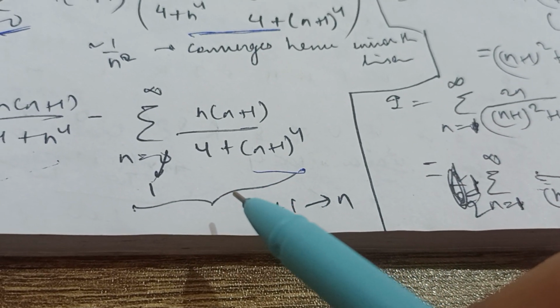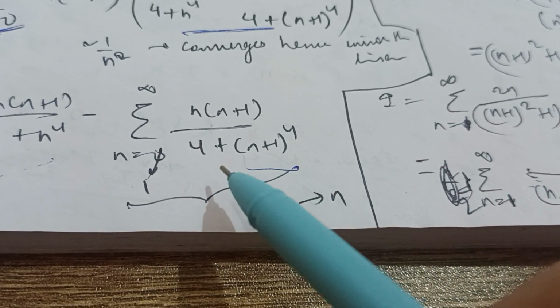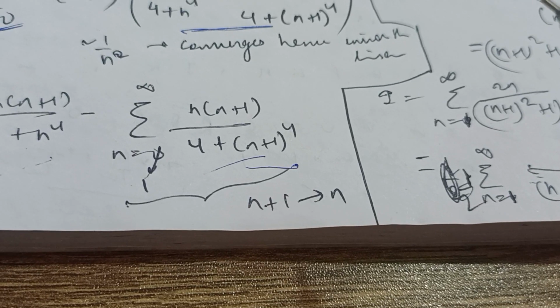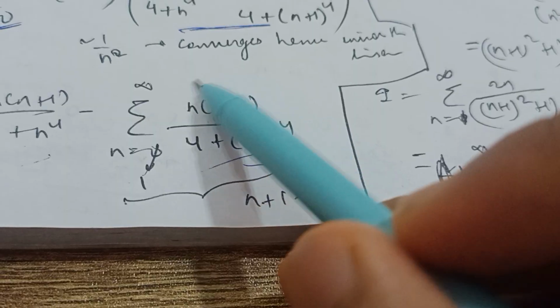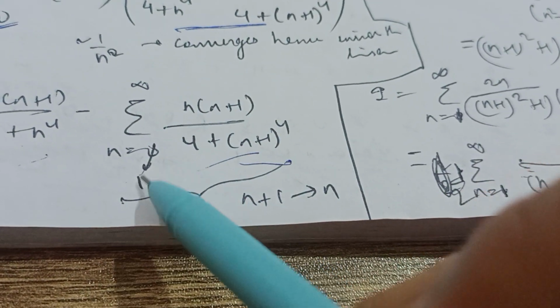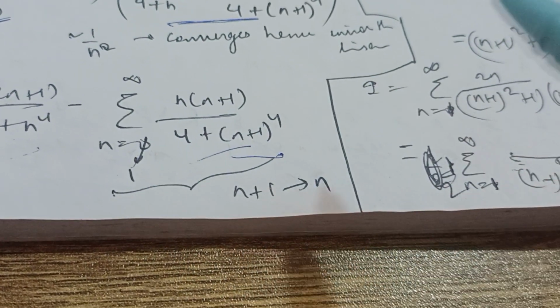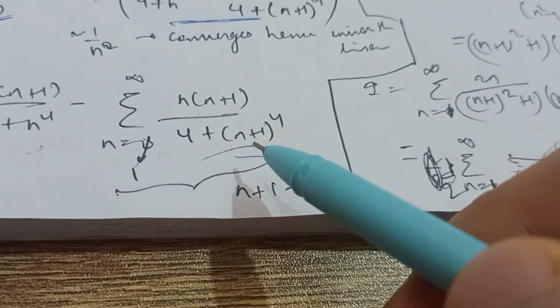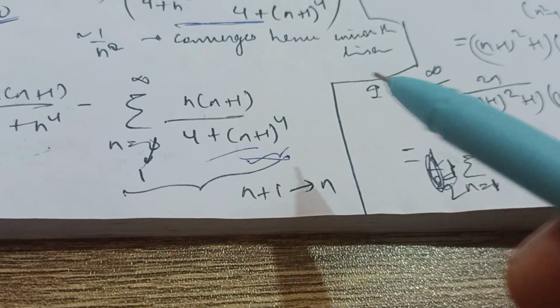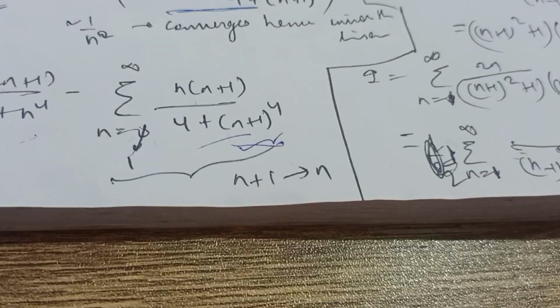I will just simplify it separately. Now if I see this one, for n equals 0, since we have n from 0 to infinity, this is nothing but 0, so I can take it from n equals 1. That's why I have taken it from n equals 1, because 0 doesn't contribute anything. And after that, since I can write n plus 1 as n, I am using substitution.